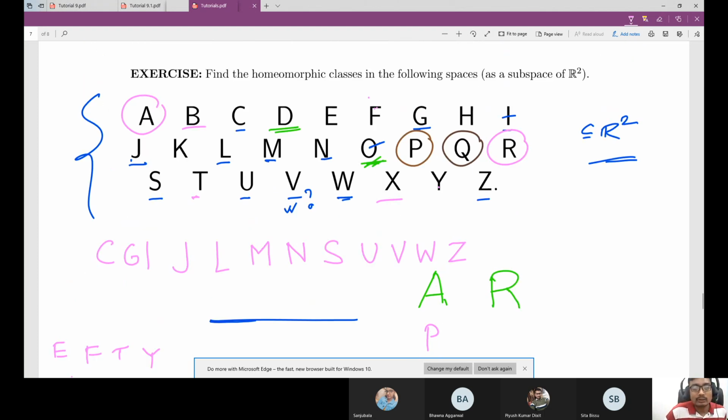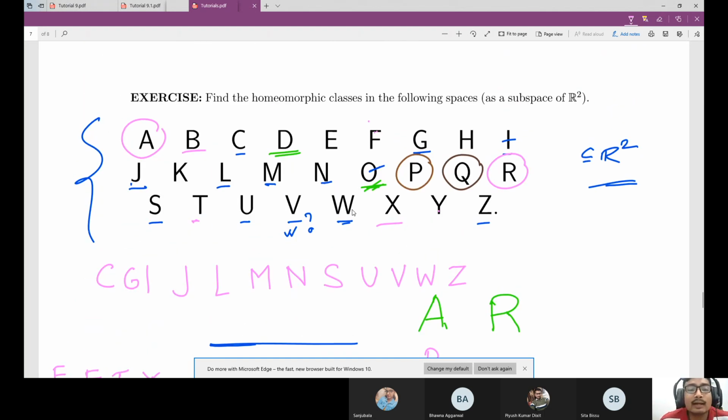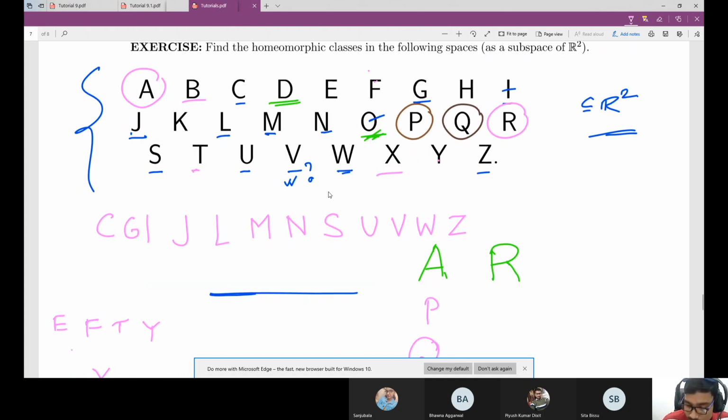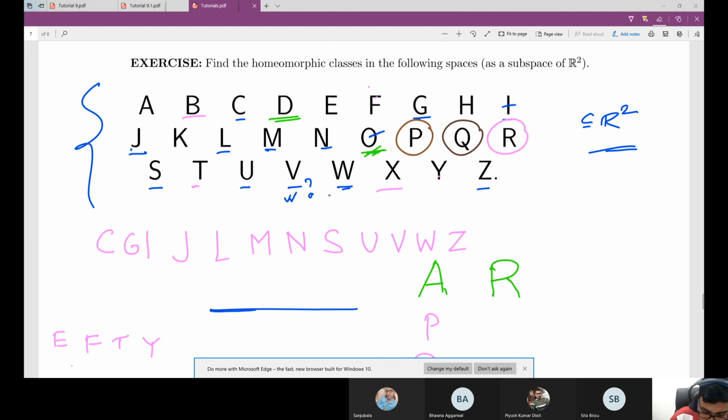Actually, what we check is the connectedness. We first take an element from here and check the homeomorphism, whether the spaces A and I are homeomorphic. Fine, so let's do that. You take a point from here, say this point. If you delete a point from here, it will produce two connected components, right? So from here as well.